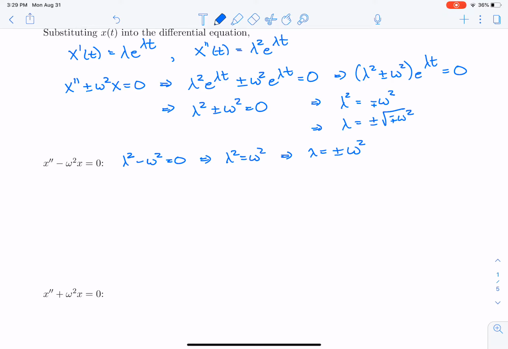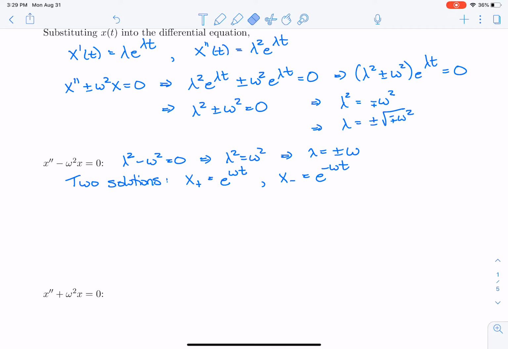Okay, so in fact, lambda equals plus or minus omega. So that actually gives us two solutions. I'll call one of them x plus, which is going to be e to the omega times t. And the other one I'm going to call x minus, which is going to be e to the minus omega times t. And both of them are solutions to this differential equation.